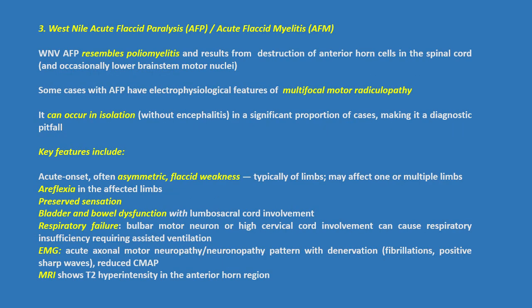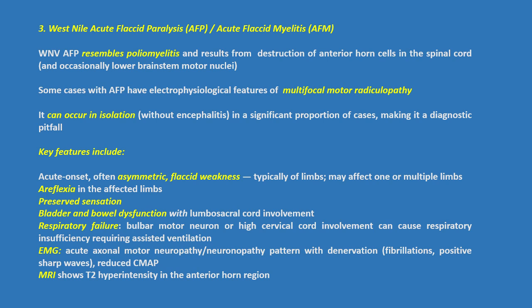Number 3, West Nile acute flaccid paralysis, or AFP, or acute flaccid myelitis, AFM. West Nile virus AFP resembles poliomyelitis and results from destruction of the anterior horn cells in the spinal cord and occasionally the lower brainstem motor nuclei. Some cases with AFP have electrophysiologic features of multifocal motor radiculopathy. This can occur in isolation without encephalitis in a significant proportion, making it a diagnostic pitfall.